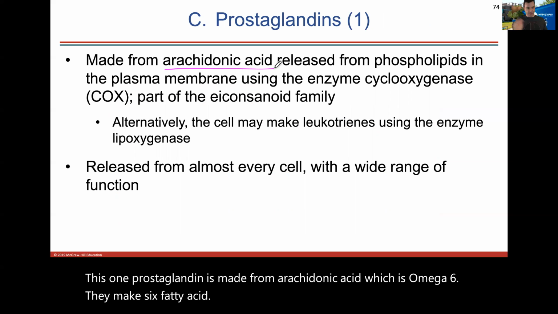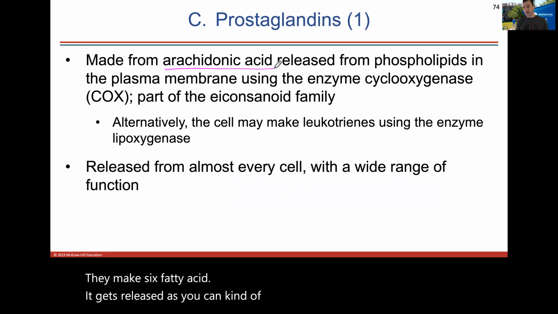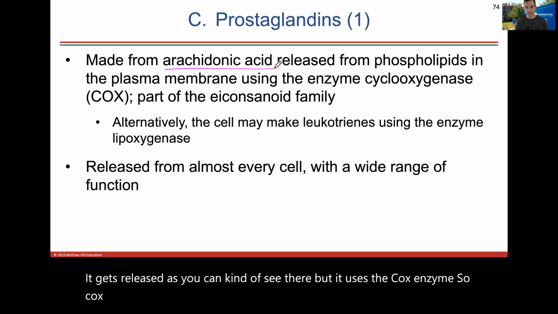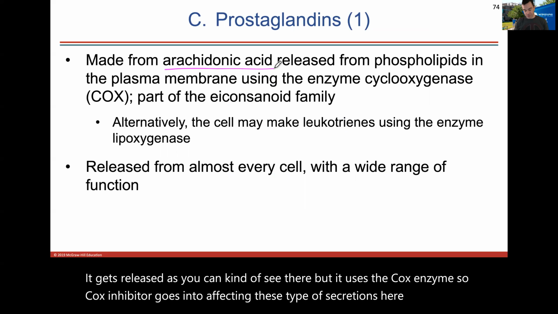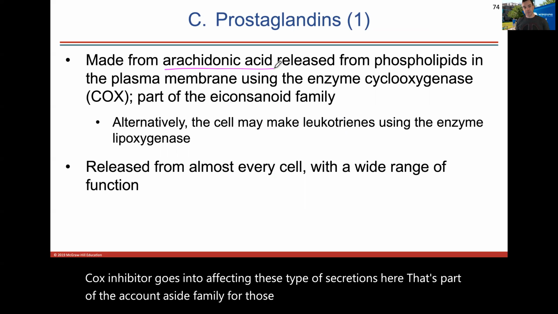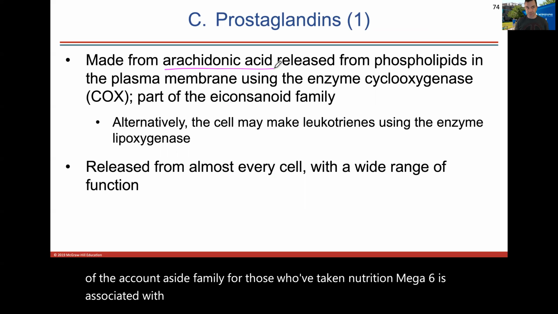It gets released, as you can kind of see there, but it uses the COX enzyme. So a COX inhibitor goes into affecting these types of secretions here. And it's part of the eicosanoid family for those that take nutrition. Omega-6 is associated with very pro-inflammatory types of events.